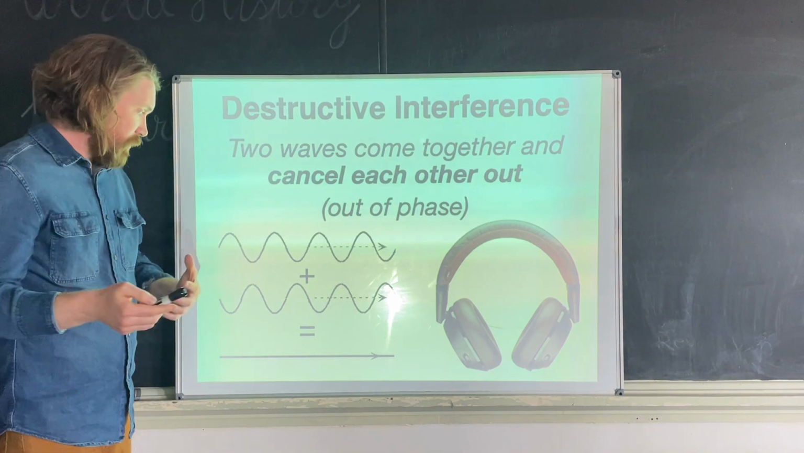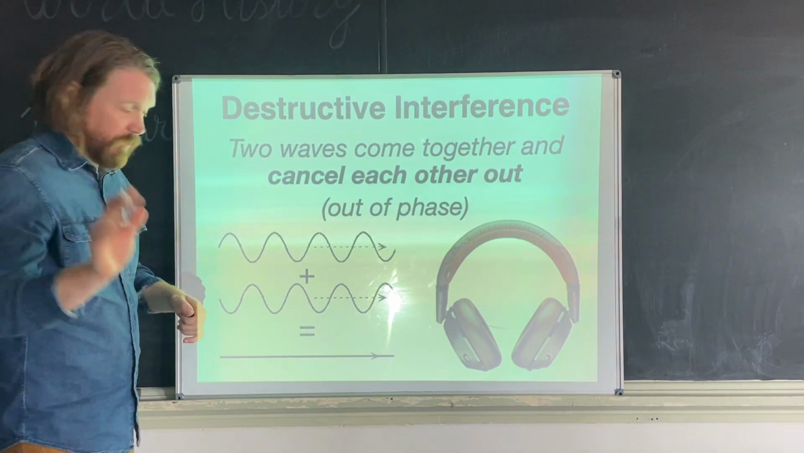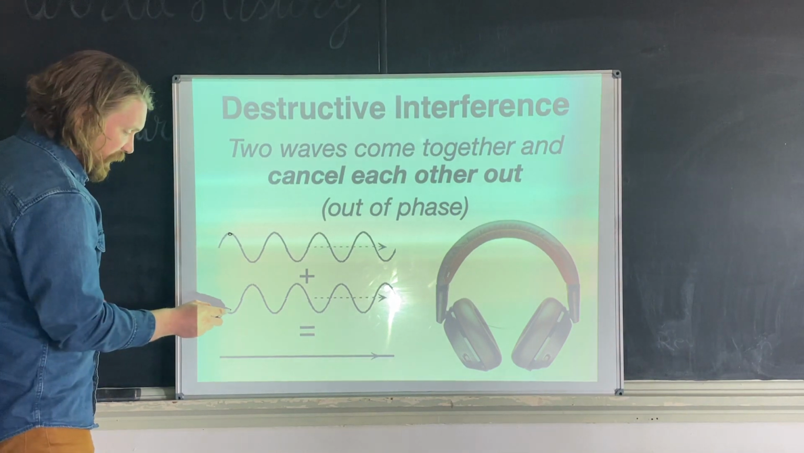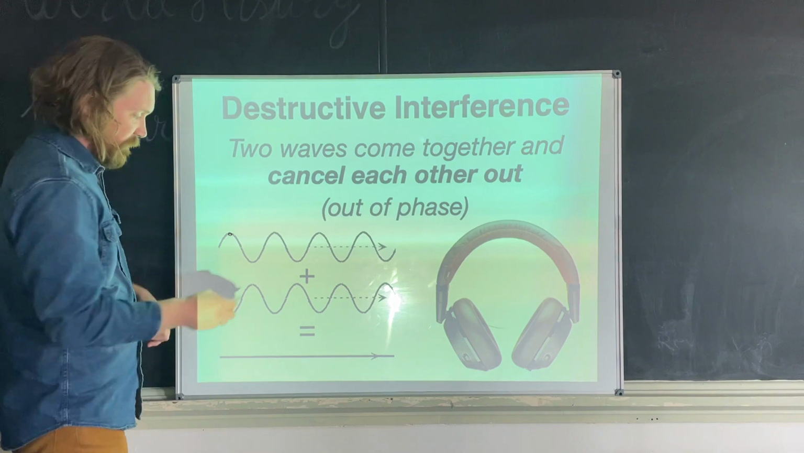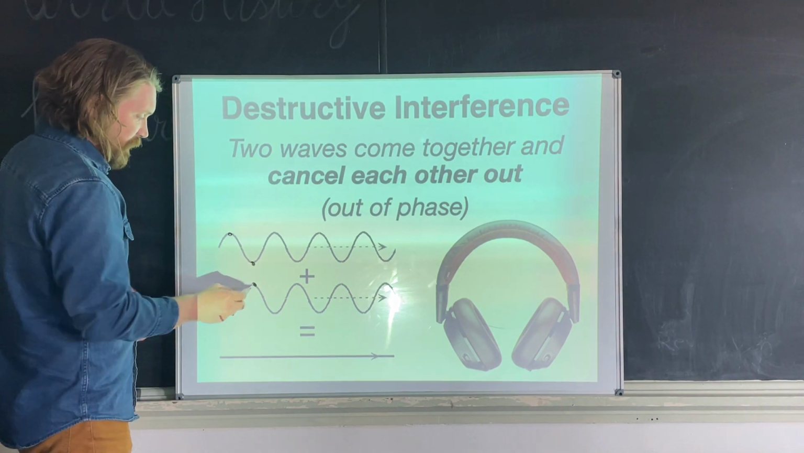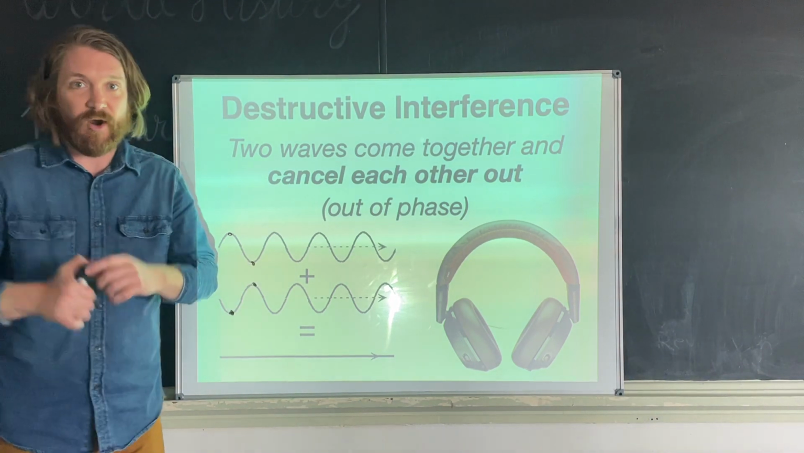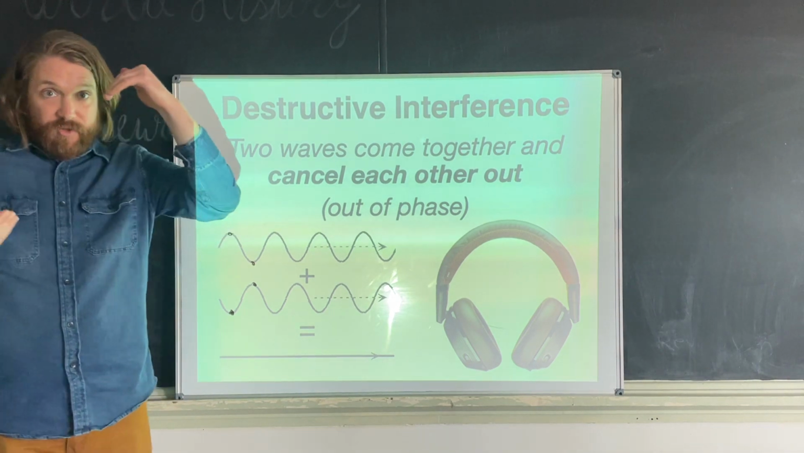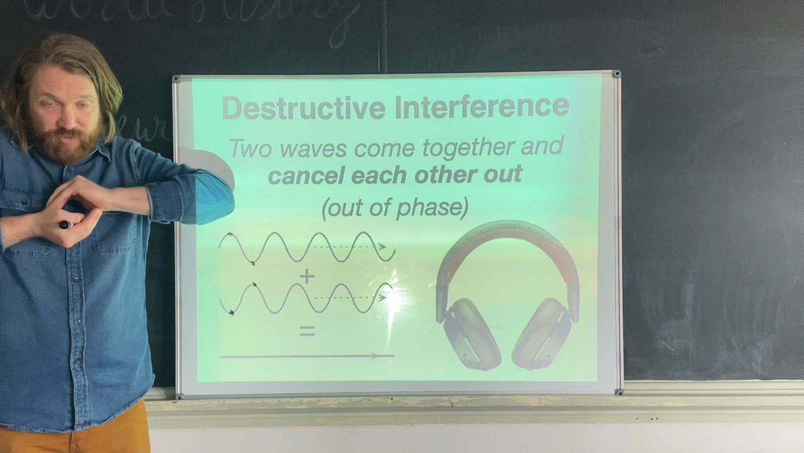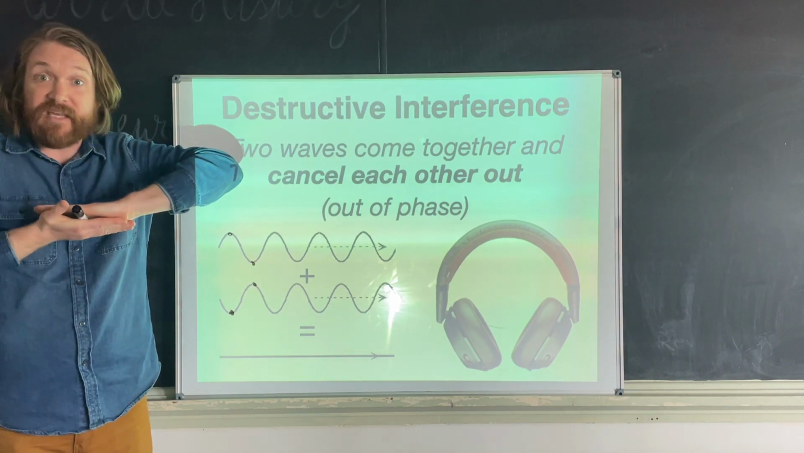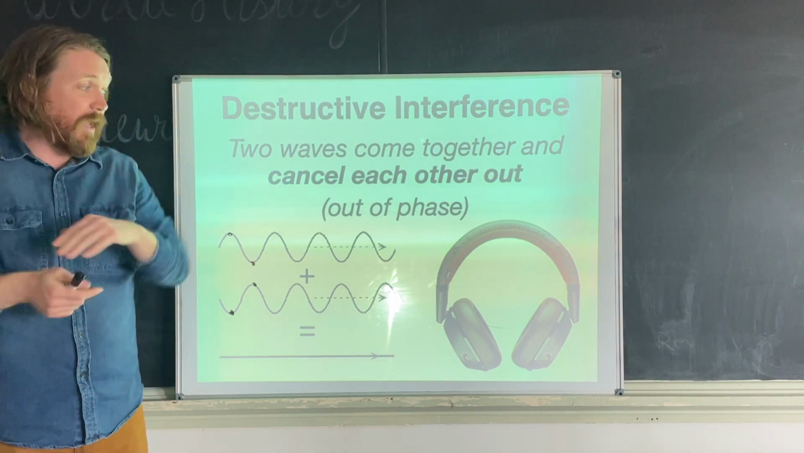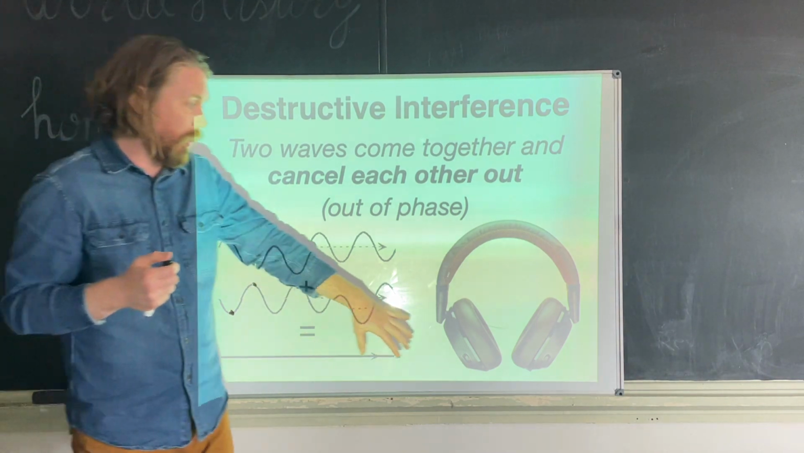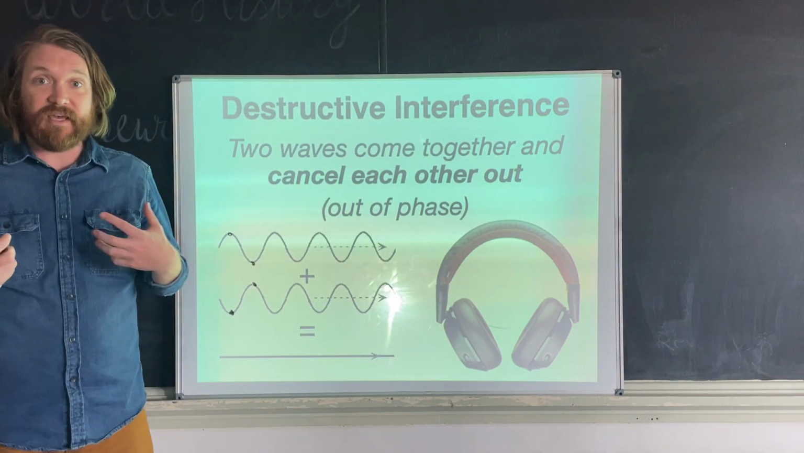And again, all that means, look closely here at the difference. It means that the crest of one wave lines up with the trough of another wave, and that its trough lines up with this wave's crest. They are perfectly out of balance with each other. So when they hit each other, the crest of one wave hits the trough of another, and whoosh, they cancel each other out.